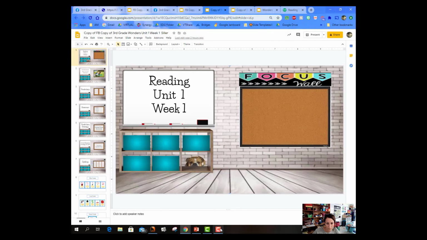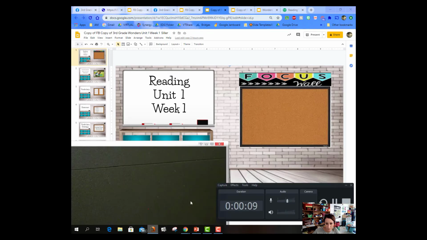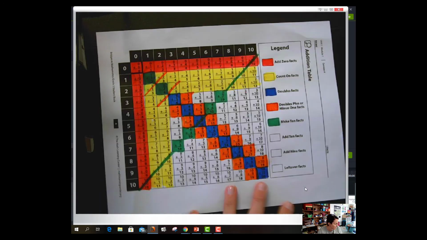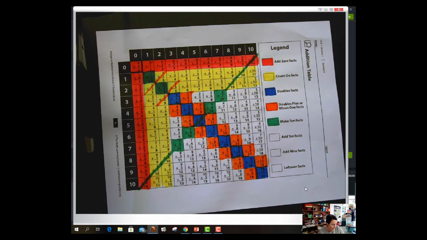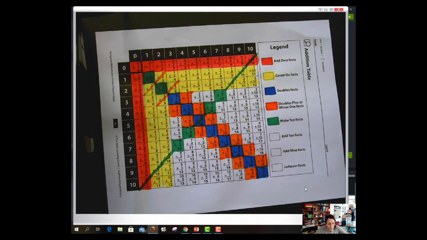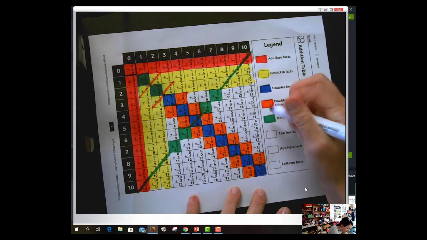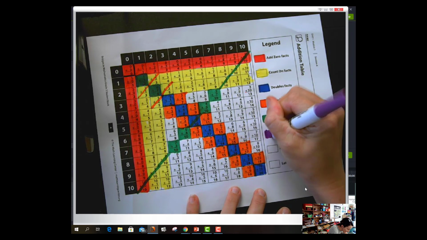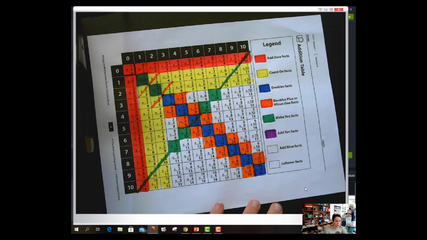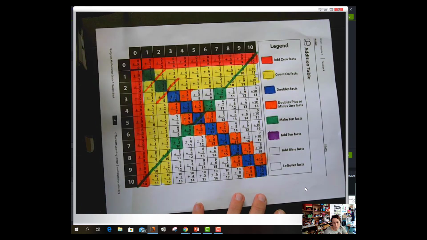Okay, now it's on to our coloring. So we are going to be coloring the add 10 and add 9 facts in. We are going to start by looking at the add 10 facts. We're going to take our purple coloring utensil and color in the legend key over here, purple, for add 10 facts. And then we're going to go through our number or addition table here and color all of the add 10 facts purple.